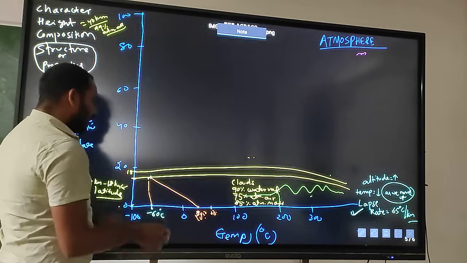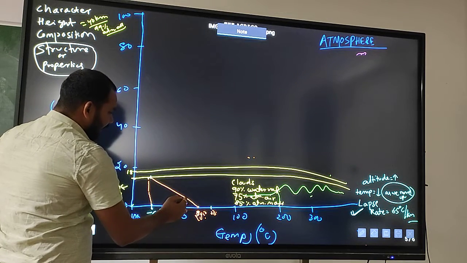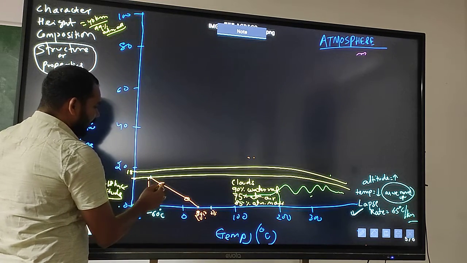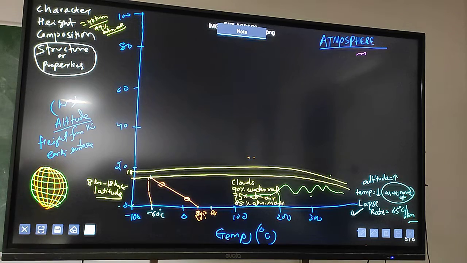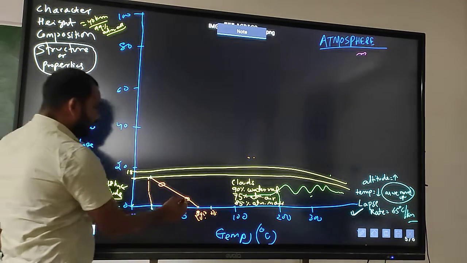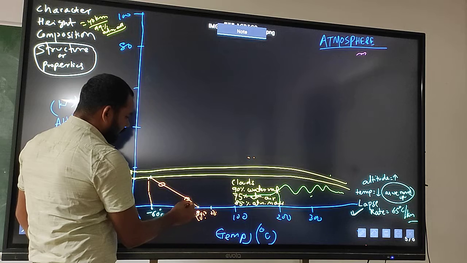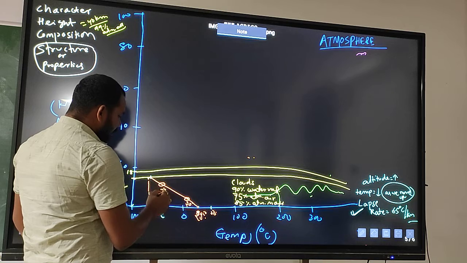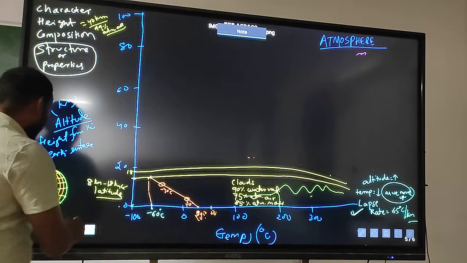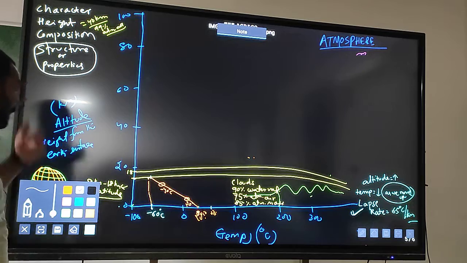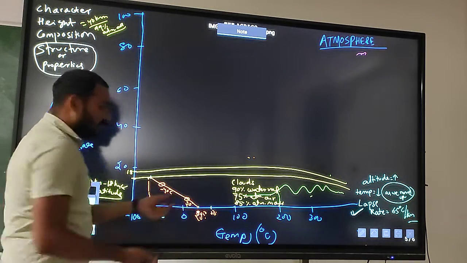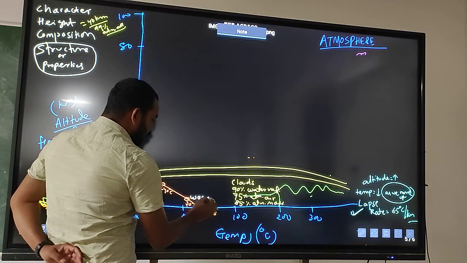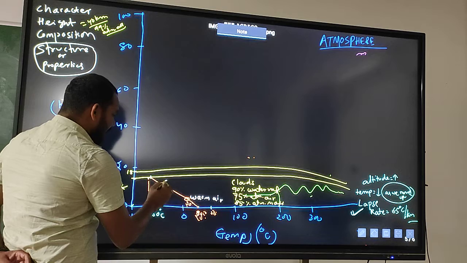So now, what will happen? You can say here the temperature of the layer which is present below is more as compared to the temperature of the layer which is present above. Yes or no? Let us say this temperature is 20 degrees centigrade. Here the temperature is minus 40 degrees centigrade. So what will happen? Here, this is the warm air, but this is the cold air.